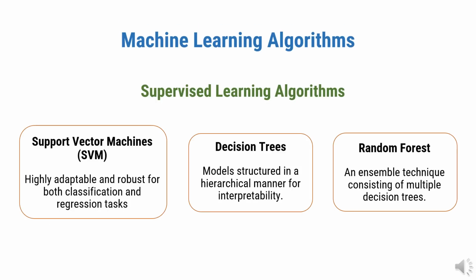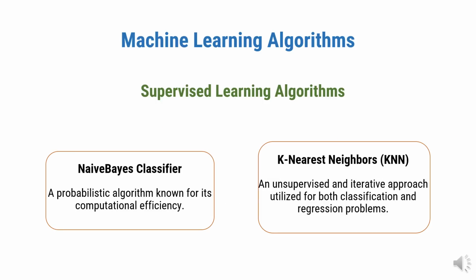Support vector machines, highly adaptable and robust for both classification and regression tasks. Decision trees, models structured in a hierarchical manner for interpretability. Random forest, an ensemble technique consisting of multiple decision trees. Naive Bayes classifier, a probabilistic algorithm known for its computational efficiency. K nearest neighbors, an unsupervised and iterative approach utilized for both classification and regression problems.